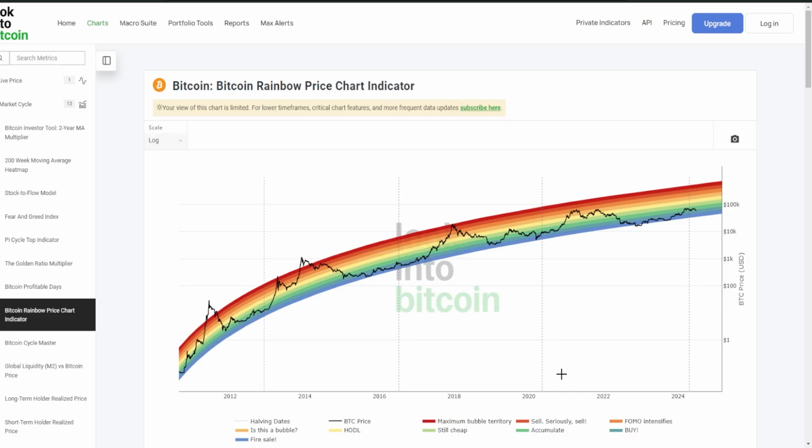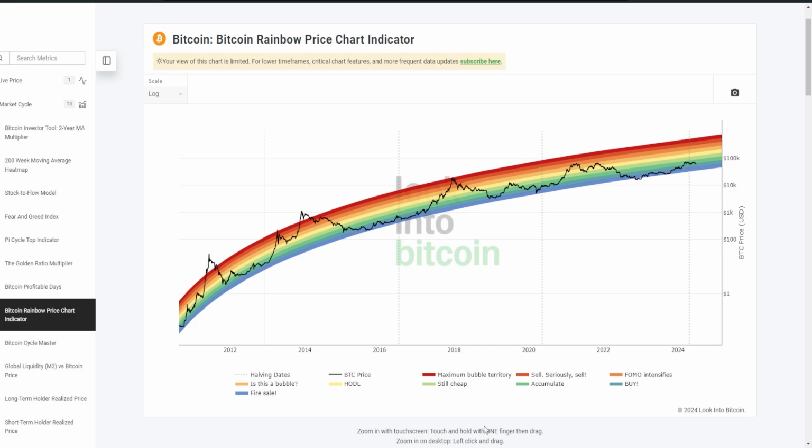Could take a look at this. Actually, yeah, I did want to show you guys this. So right now, where we are, we're in the green, right? And that's accumulate. So we're in the accumulate slash buy zone. You see that right here. We're in the buy and accumulate, and the last time we were in buy and accumulate was over here, right at 10K, literally right after the halving.